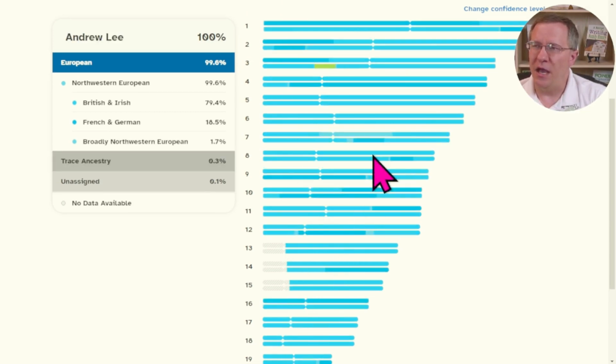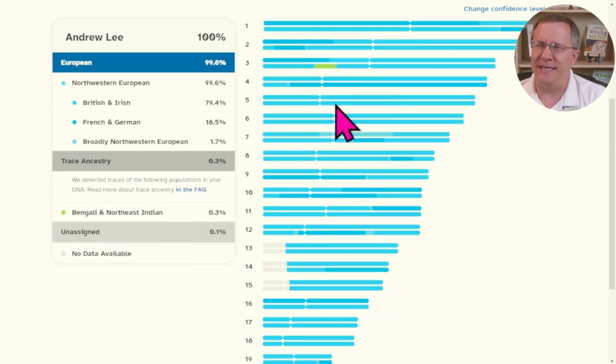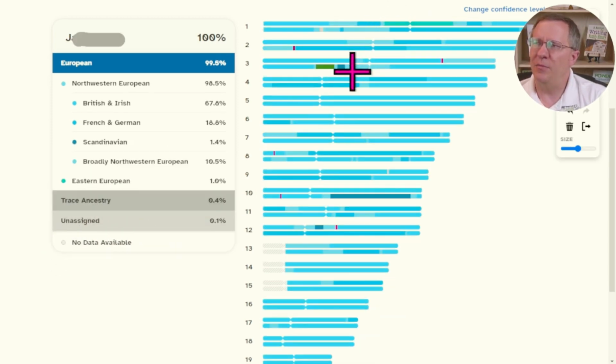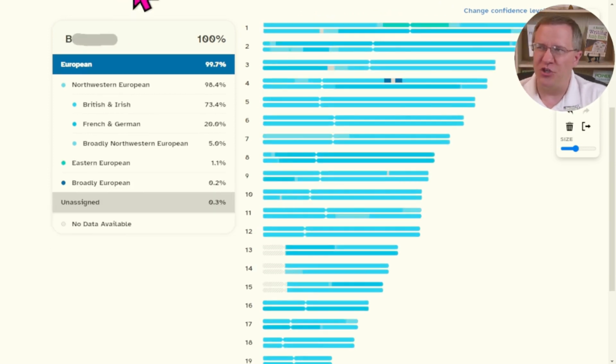For me, I have this blue, but I happen to have this little green right here, which is South Asian in India. It has Bengali, Northeast Indian. You'll notice that my youngest brother happens to have a dark green right there, which also is another South Asian, not the same one as me, but it's in the same location. And certainly my older two brothers don't have that.